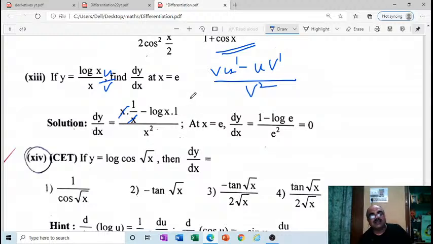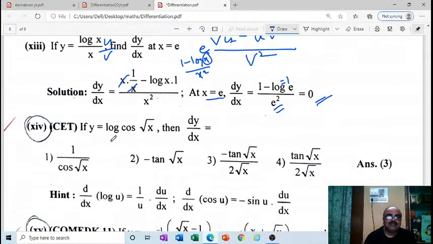But for 1 minus log x by x square, they have told you to substitute the value of x as e. When you put x equal to e, it is 1 minus log e by e square. So log e to base e is equal to 1. So 1 minus 1 is 0. 0 by e square is 0. Hope the concepts are very clear to you.